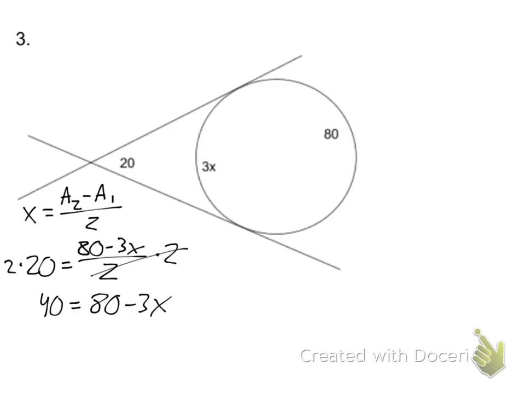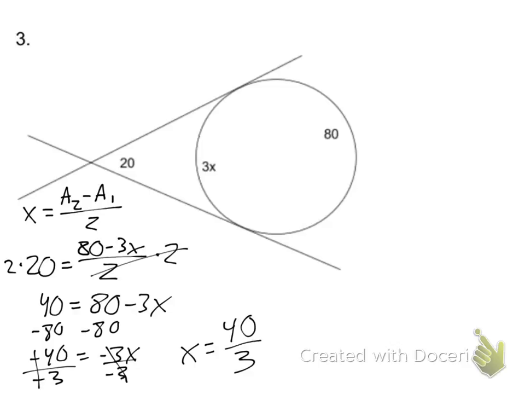Okay, so I'm going to subtract 80 to get negative 40 equals negative 3x. Divide by negative 3. 2 negatives make a positive. And so x doesn't turn out to be a nice number, so I'm going to leave it as 40 over 3. Okay? Next.